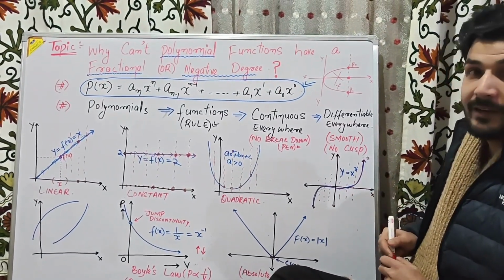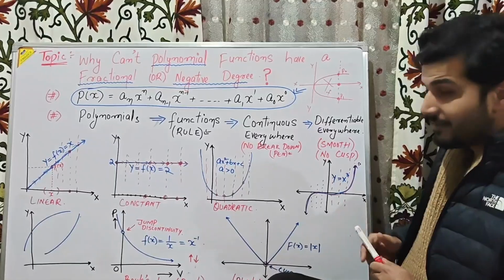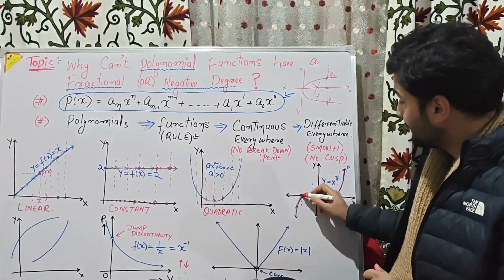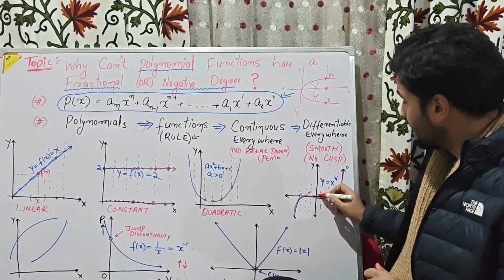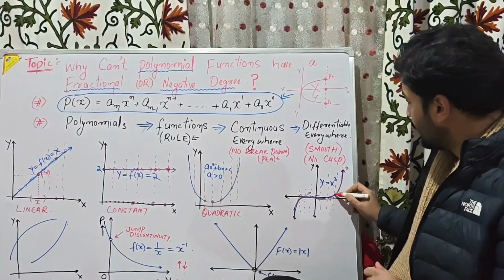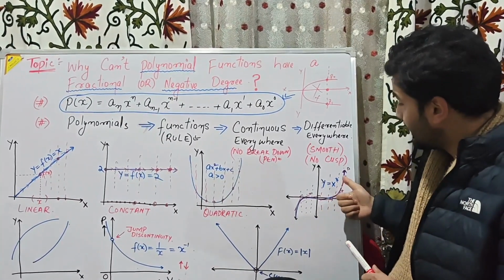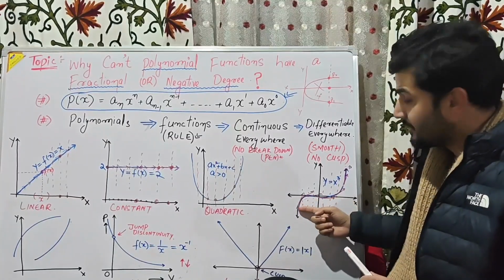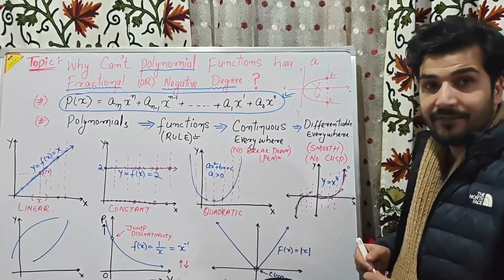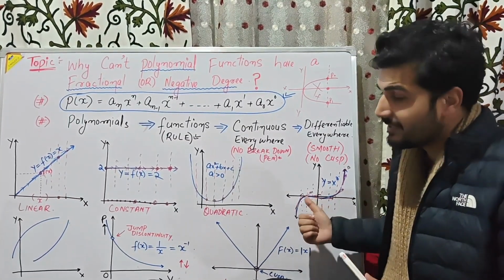Now for differentiability, at every point we can draw a tangent. We can draw a tangent. Right? At every point we can draw a tangent. So this implies that it's also differentiable, and there is no cusp. There is no edge in the graph, right?